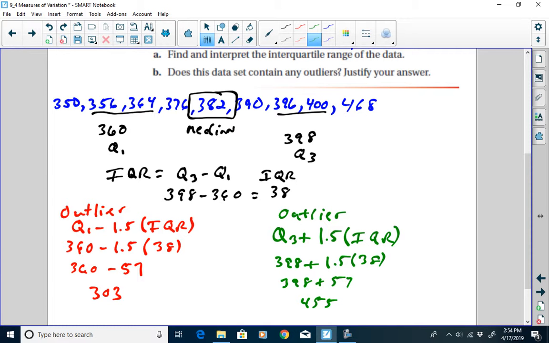Well, 455 is the upper boundary for our outliers. If we take a look at our data, 468 is greater than 455. So 468 is an outlier. Using our eye test, I'm not so sure if that's an outlier or not just by looking at it, but now that we have a mathematical formula that allows us to find the outlier, we are absolutely sure that 468 is an outlier.